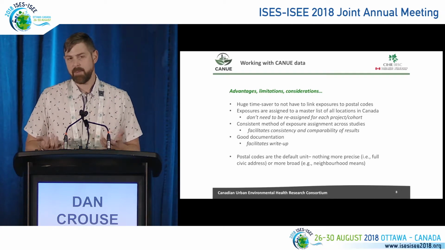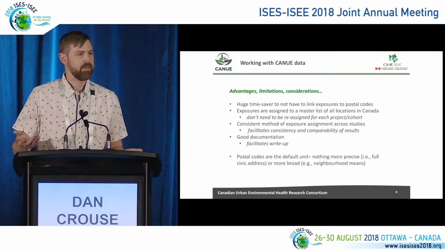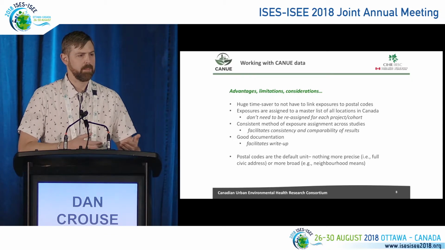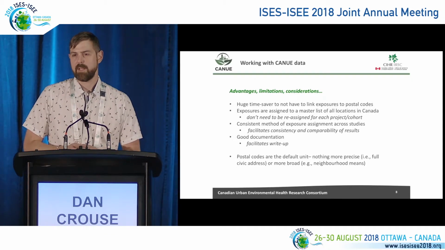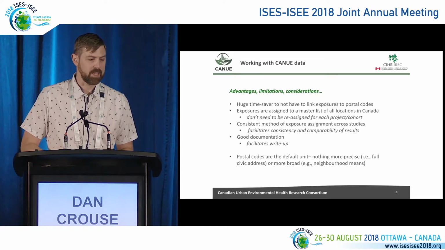And also, in my opinion, they've got really great documentation, so it really facilitates writing up the methods section of your paper. They document the limitations and the considerations of how the data were collected, so that facilitates writing up the data.